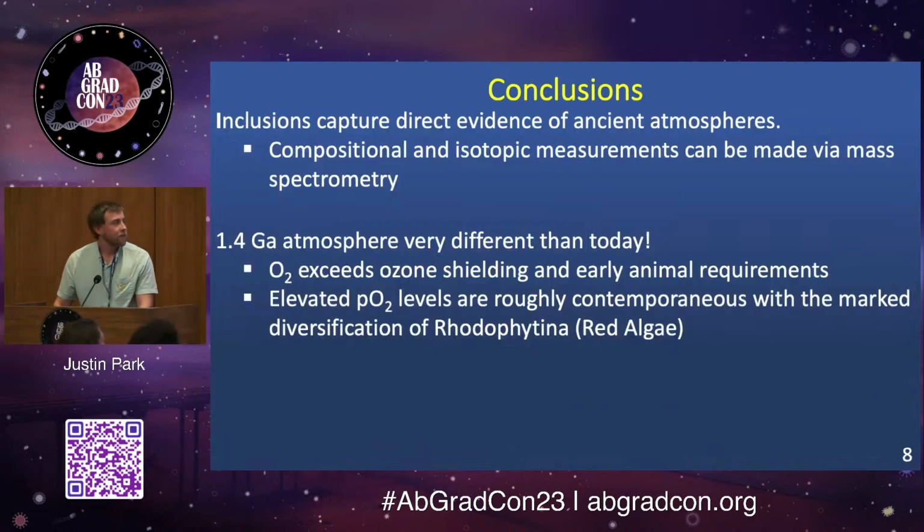So with this, I hope I've shown that fluid inclusions can capture and maintain direct evidence of ancient atmospheres for hundreds of millions of years, if not billions. With mass spectrometry, we can probe the contents of the gas that are trapped within these, and we can look into how the atmosphere has evolved. We aimed to make compositional measurements of the atmosphere 1.4 billion years ago, and we found something very different than our present atmosphere. Hopefully, in the future, we can make isotopic ratio measurements and see any further evolution trends.